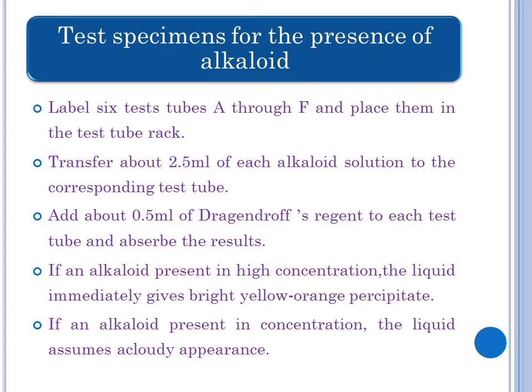If an alkaloid is present in relatively high concentration, the liquid immediately assumes a bright yellow-orange appearance or an orange precipitate that settles down to the bottom of the tube, leaving the suspension liquid clear. If an alkaloid is present in low concentration, the liquid assumes a cloudy appearance and it may take the precipitate some time to settle. At very low concentration, it may take a few minutes for slight cloudiness to develop. Record your observations.